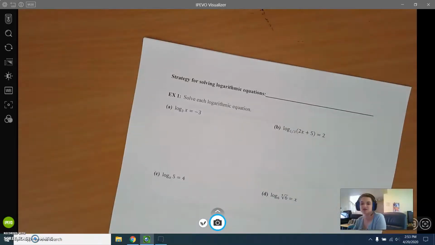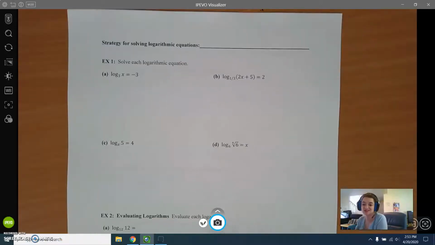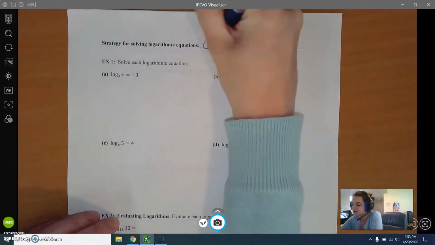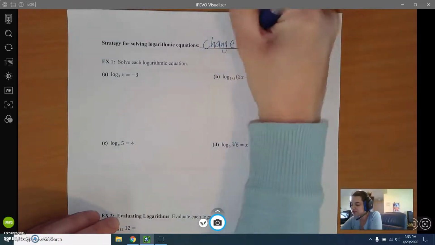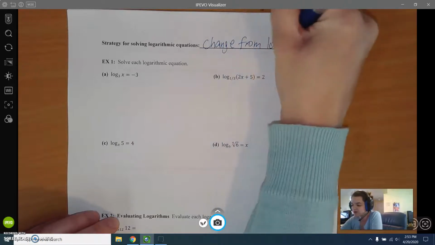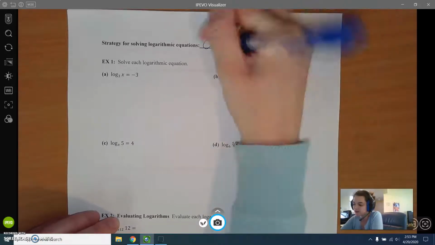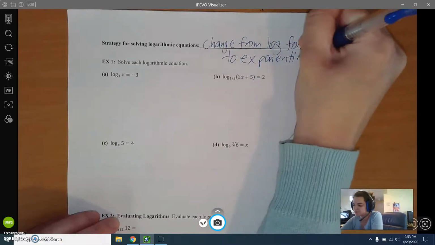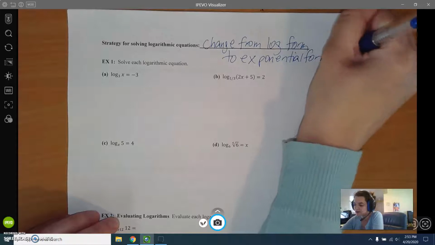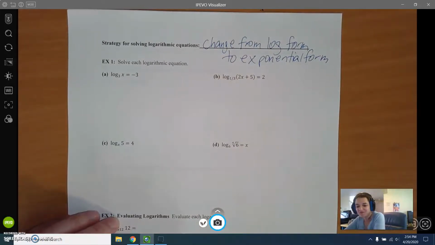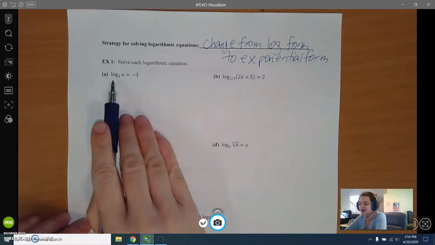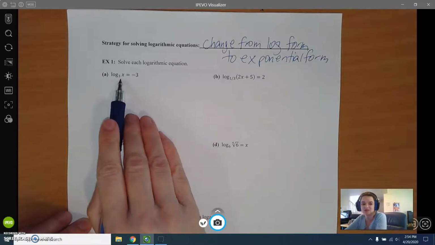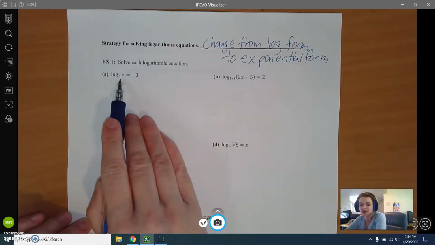So one strategy for solving logarithmic equations is actually to use that exponential form that we just finished doing. So one strategy is to change from logarithmic form to exponential form. Because sometimes that makes your life a lot easier. Okay? So let's try a few. In the first one, I have log base 3 of x equals -3. So let's try putting it in exponential form and see if that makes our life easier.